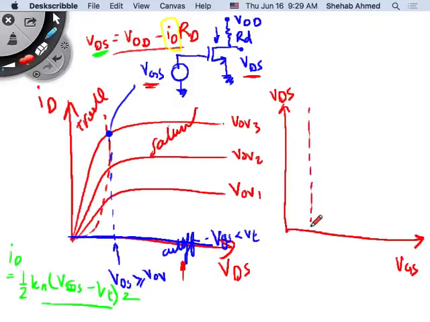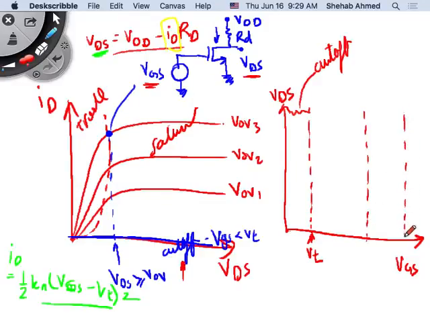So regardless of my drain to source voltage, it's in cutoff mode. So this is cutoff. This region here is cutoff, regardless of my drain to source voltage. And then what happens? This is VGS equal to VT. Then there's another region, and then a third region. This is VGS, and this is VDS.